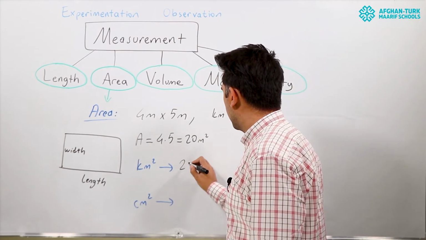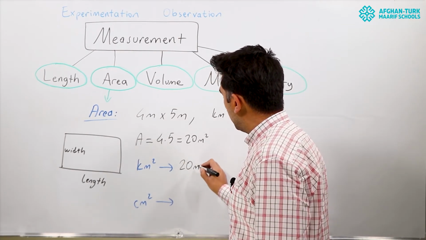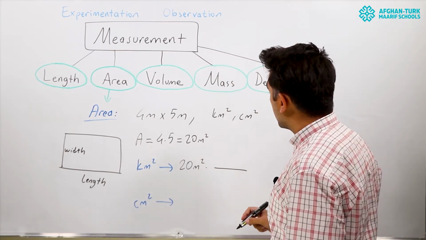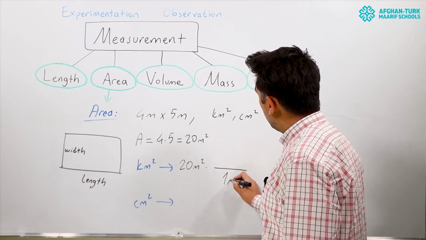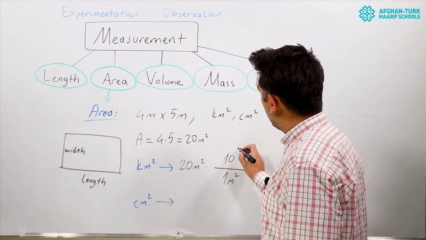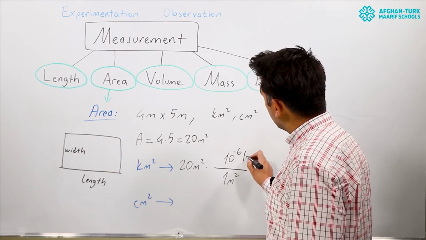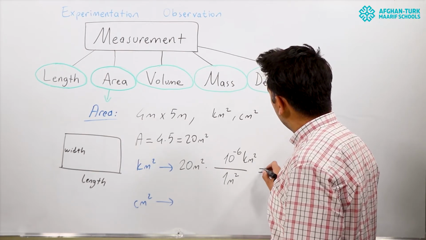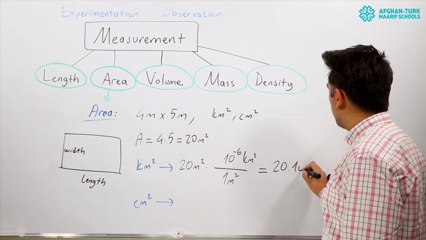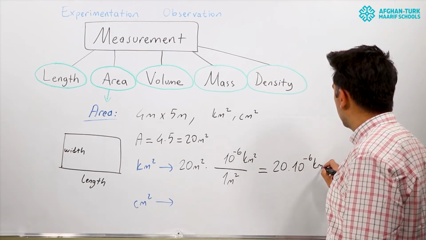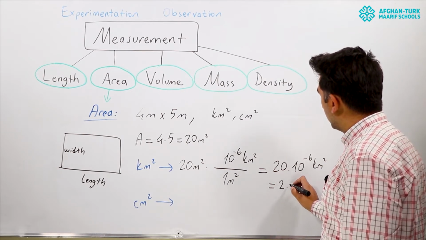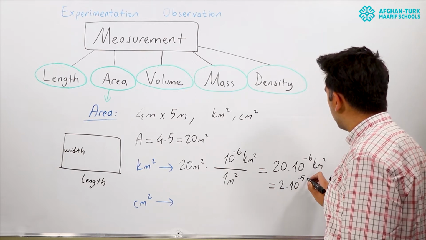First, I'm writing the given number, 20 meters square, times. I'm trying to find kilometers square, so 1 meter square is equal to 10 to the power of minus 6 kilometers square, and that's equal to 20 times 10 to the power of minus 6 kilometers square. If I simplify this one, it will be equal to 2 times 10 to the power of minus 5 kilometers square.